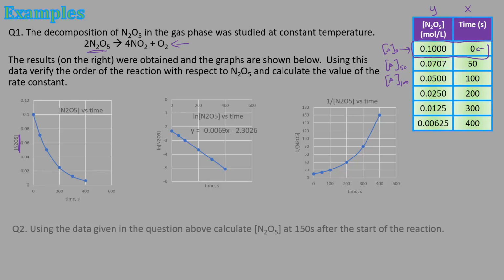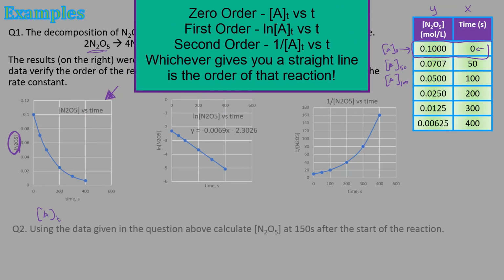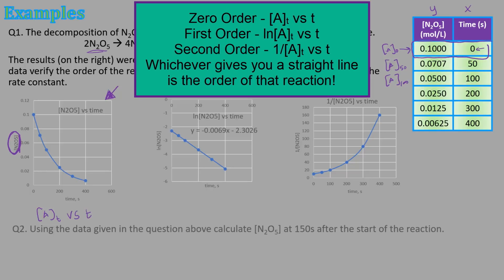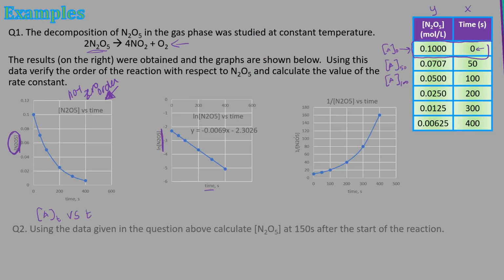So we plot all those points, and since it's not a straight line, and this would be for 0 order, because 0 order would be just the concentration of A at time t versus time, since it's not a straight line, it's not 0 order. And then right here, we have the natural log of N2O5 versus time.